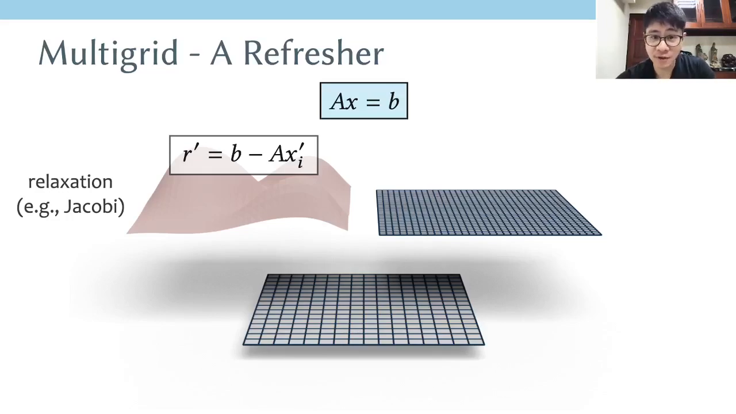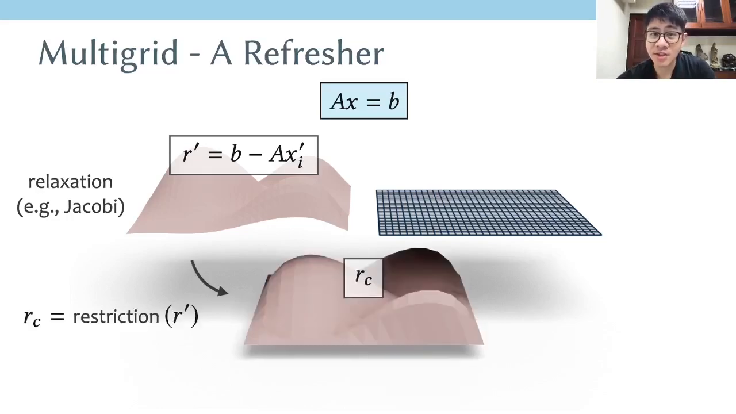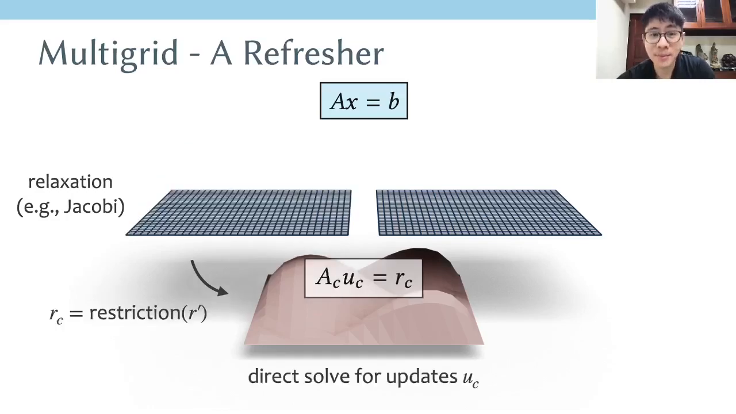So you can see that after a few relaxation steps, what we are left with is just the residual with low frequencies. And the next step is the restriction, which basically downsamples the residual from the fine grid to the coarse grid. Then we will solve the residual system to get an update u_c. And usually we will use a direct solver here because when we reach the coarsest level in the multigrid hierarchy, we usually don't have a lot of degrees of freedom, so we can solve it efficiently.